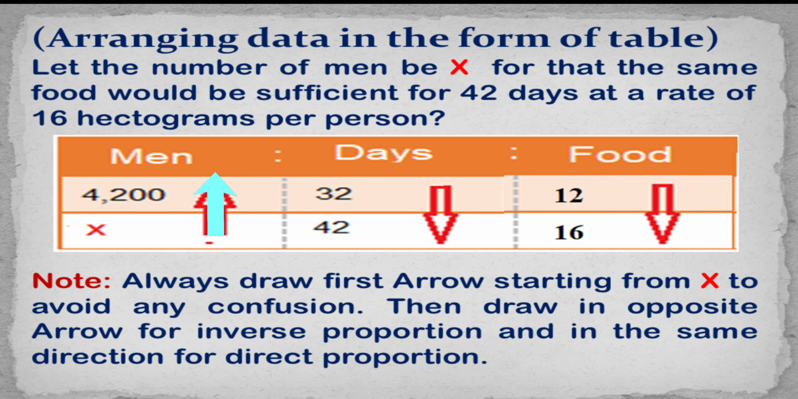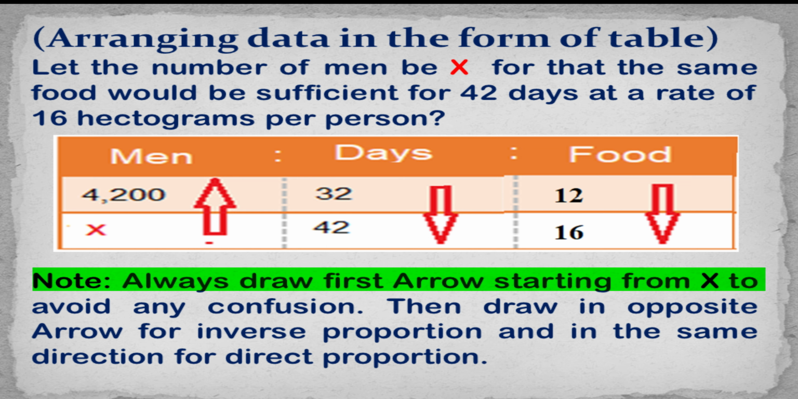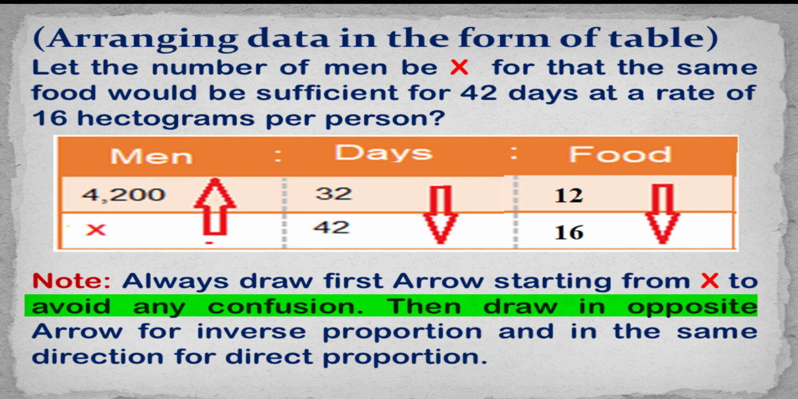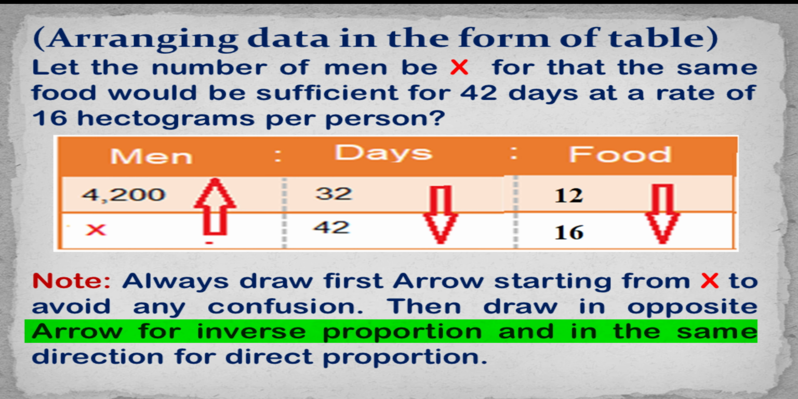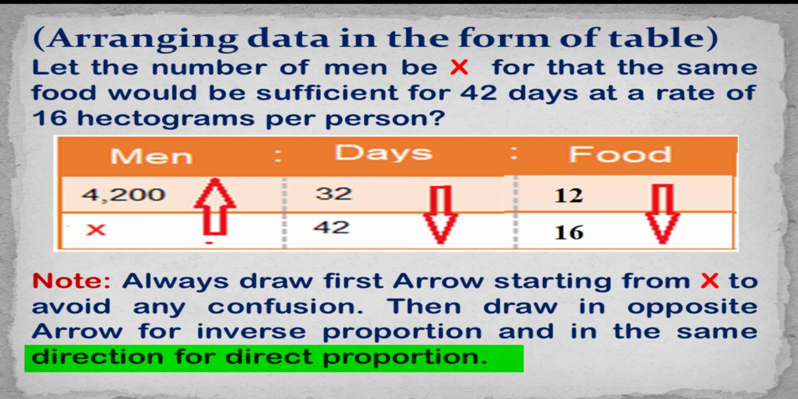Then, according to Step 2, the arrows are drawn in such a way that the first up arrow starts from x, and then we draw 2 down arrows opposite to the first arrow for inverse proportion. It is most important to note that in compound proportion, always draw the first arrow starting from x to avoid any confusion. Then draw opposite to the first arrow for inverse proportion and in the same direction for direct proportion.